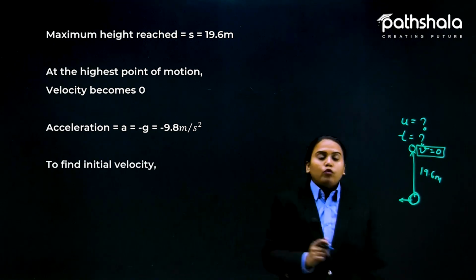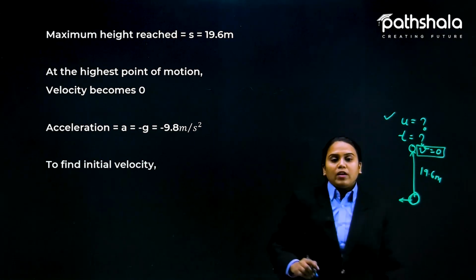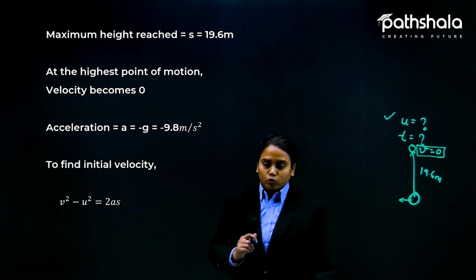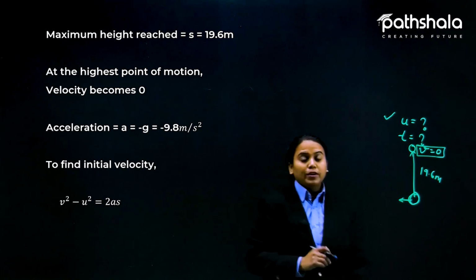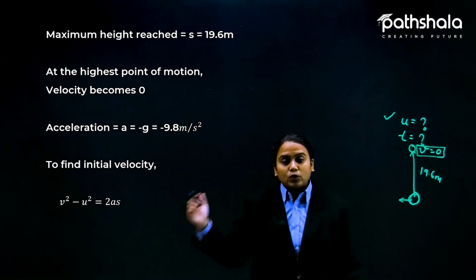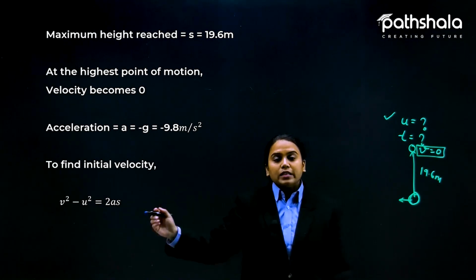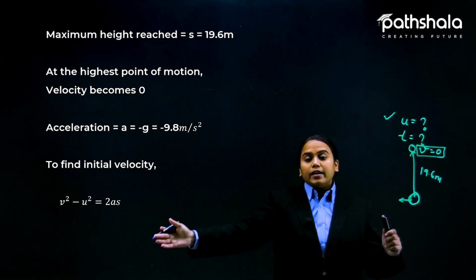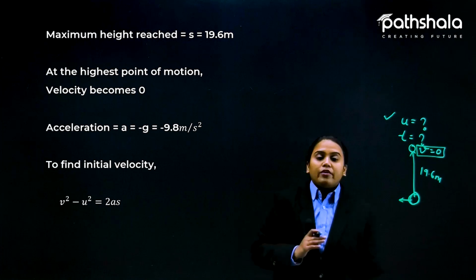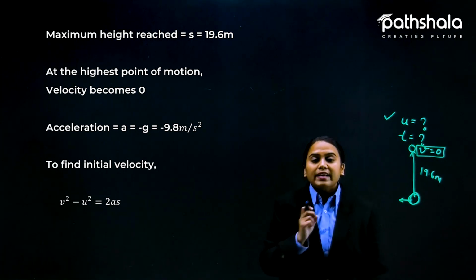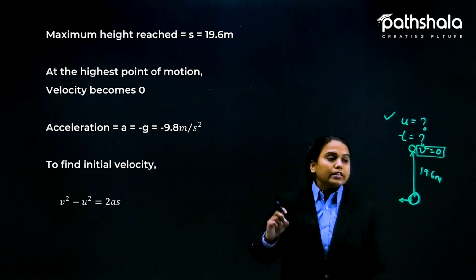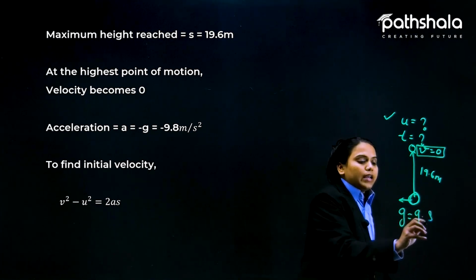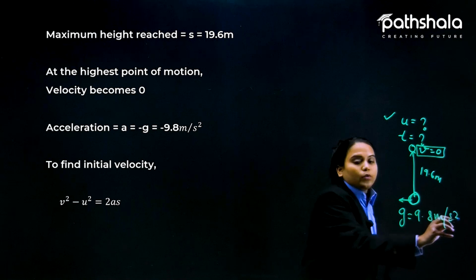Now, to find the initial velocity, we have taken the third equation of motion. You people know that v square minus u square is equal to 2gs. It will work here. That third equation of motion now gets transformed, and here in place of a we have small g, and the value of small g would be 9.8 meter per second square.